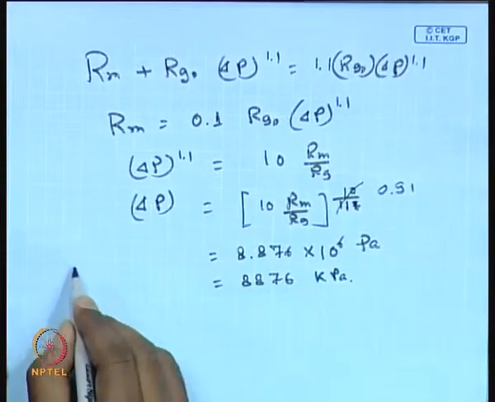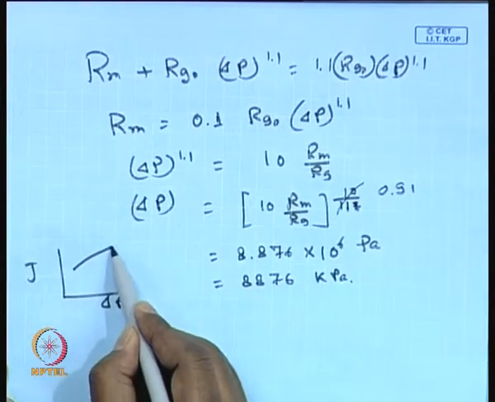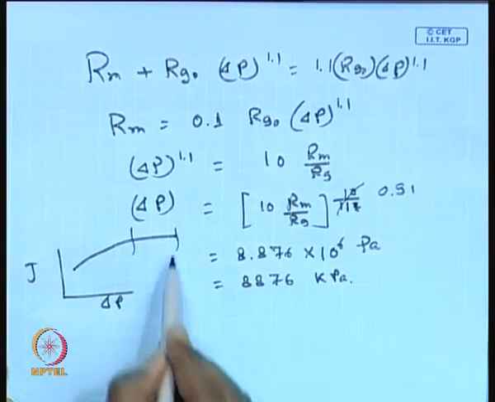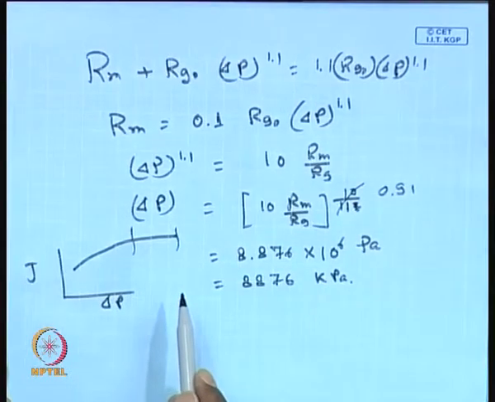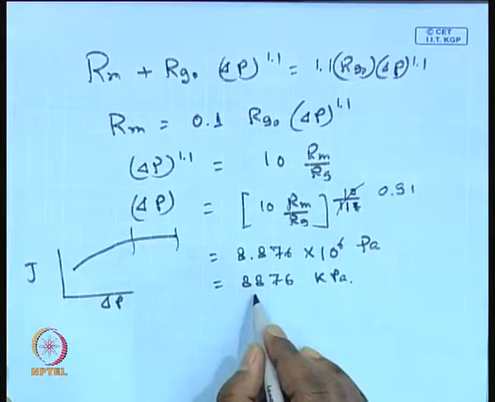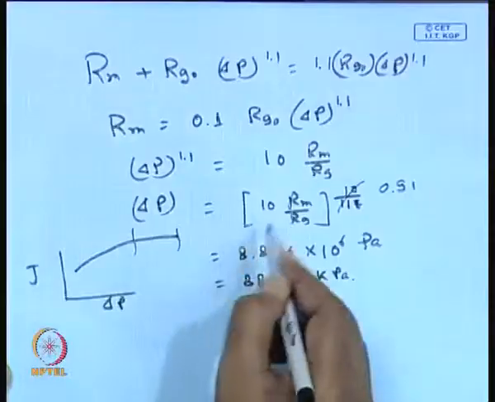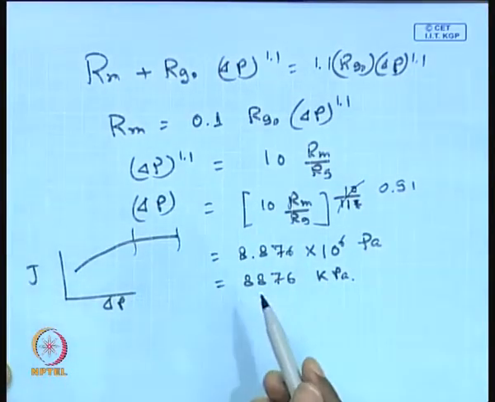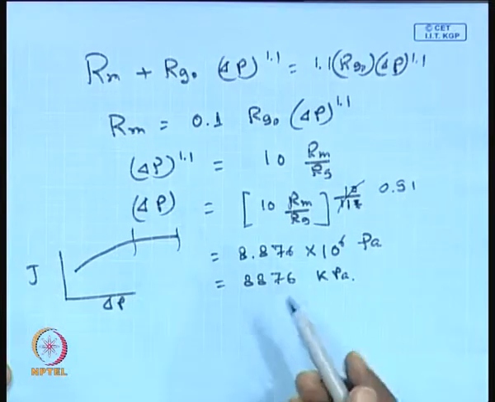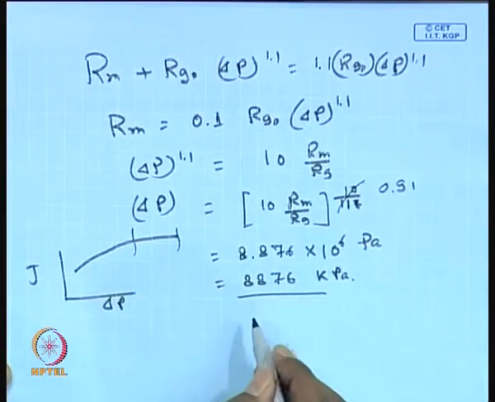That means, if you plot j versus delta p, the plot will go something like this, and the pressure independent zone where the gel layer will be almost incompressible will occur at a very high delta p. Divided by 101, this turns out to be around 88 atmosphere. So, at a pressure of about 88 atmosphere, this gel layer, which is a function of delta p, the gel layer thickness and the gel layer resistance, will be incompressible, independent of delta p when your operating pressure is extremely high.